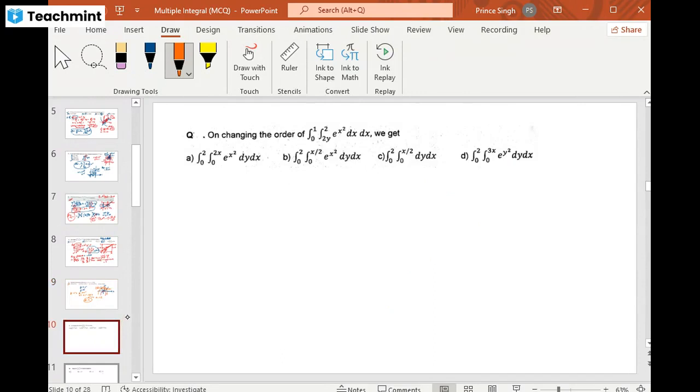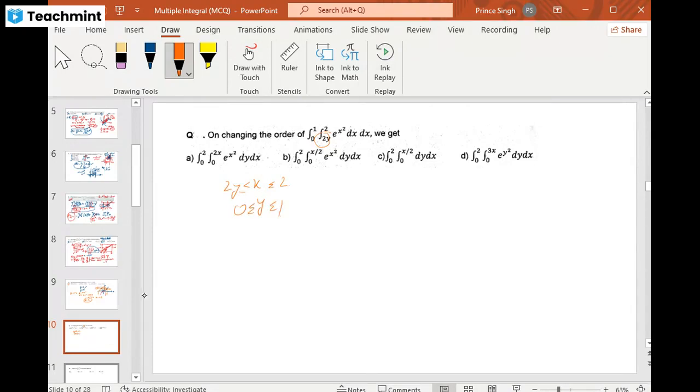Okay, now let us consider the next problem. The next question is, again, based on the change of order of integration, and we are given the limit as 0 to 1, y to 2, e power x square dx. In this case, because the inner limit is a function of y, this limit is of variable x only. So the limit of x varies from 2y to 2, and the limit of y varies from 0 to 1.